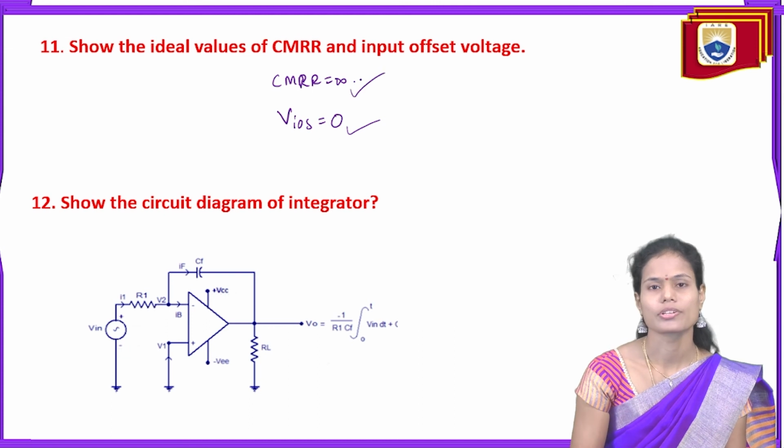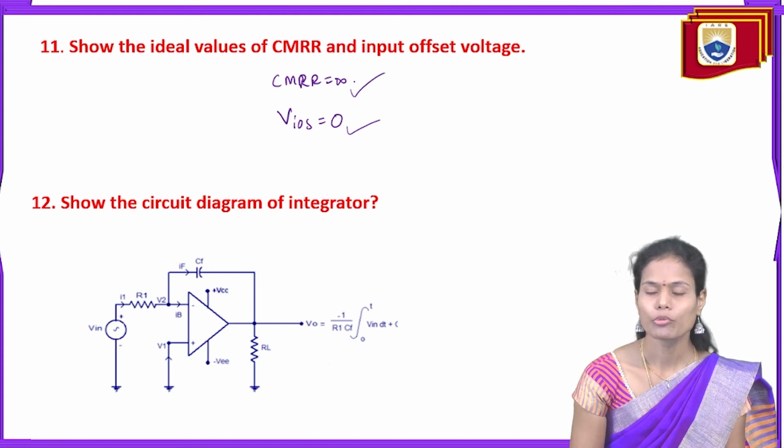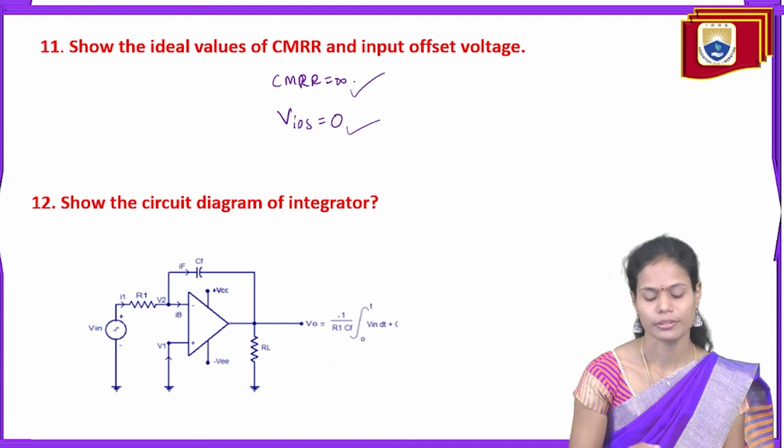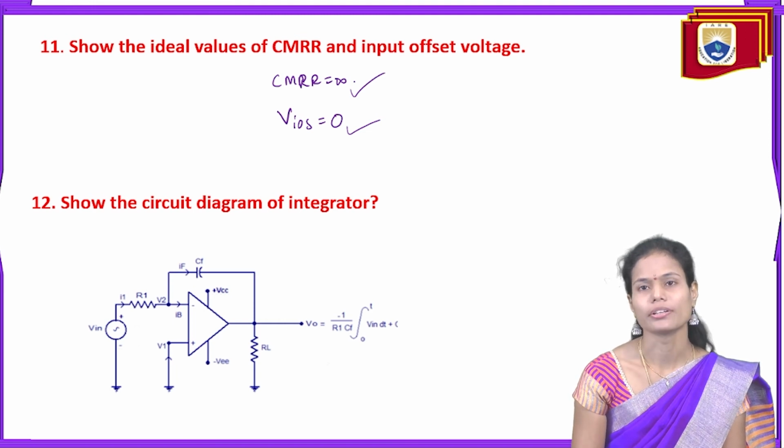Practically, ideally the common mode rejection ratio is also infinite here. Show the circuit diagram of integrator here.